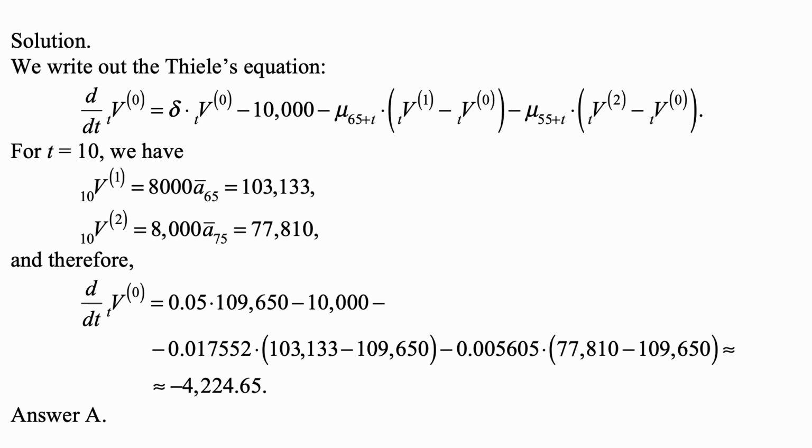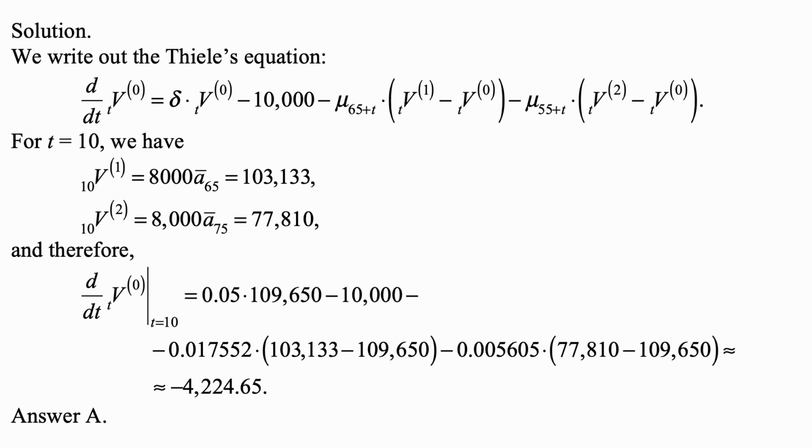So the derivative with respect to t of tV0 at time t equal to 10, because that's the situation we're considering here, is equal to 0.05 times 109,650 minus 10,000 minus 0.017552 times the difference 103,133 minus 109,650 minus 0.005605 times 77,810 minus 109,650, and that's approximately negative 4,224.65, and that's answer A. And I actually added that we are evaluating that derivative at t equal to 10. I should have put that notation there to make it clear.